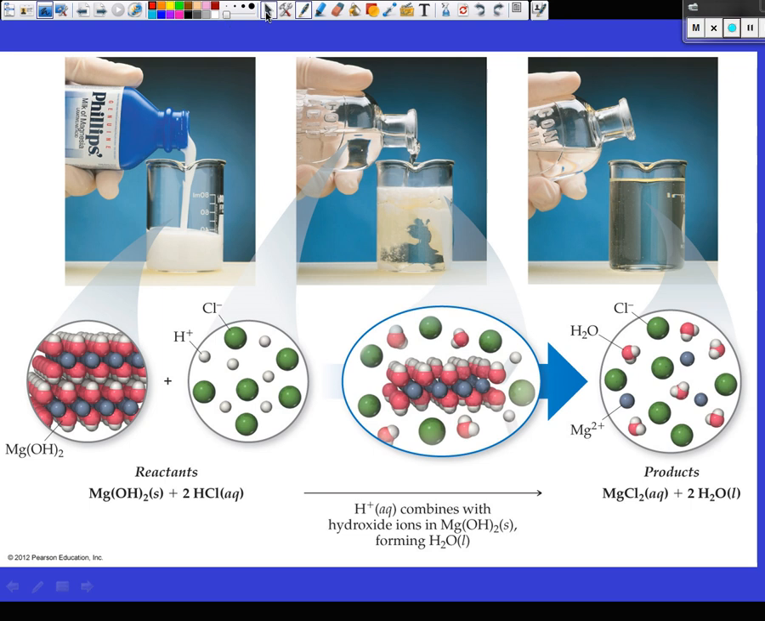Neutralization, yes, because it's an acid-base reaction. It's a weak base with a strong acid. Yes, sir. We're going to do it in titration form.